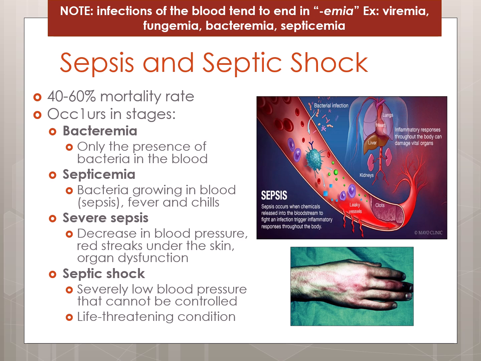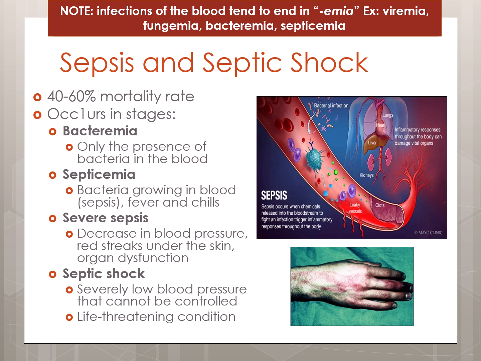When we talk about an infection of the blood, it usually ends in emia, but then we add a prefix to it that indicates what microbe we're talking about. So if it's bacteria, it's bacteremia, which is that particular microbe infecting the blood, or viremia, which is a virus in the blood, fungemia, or septicemia. So when we look at sepsis, we're going to look at these different levels.